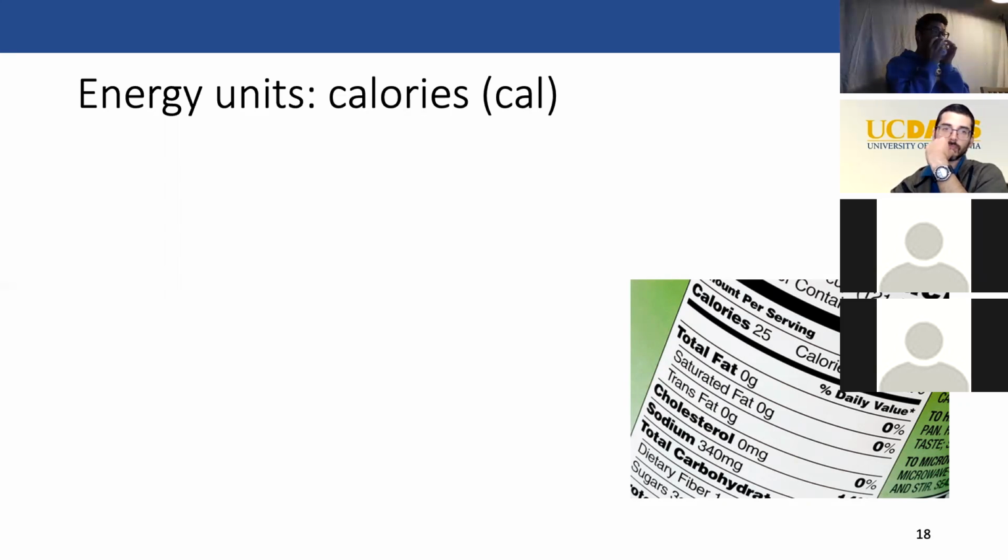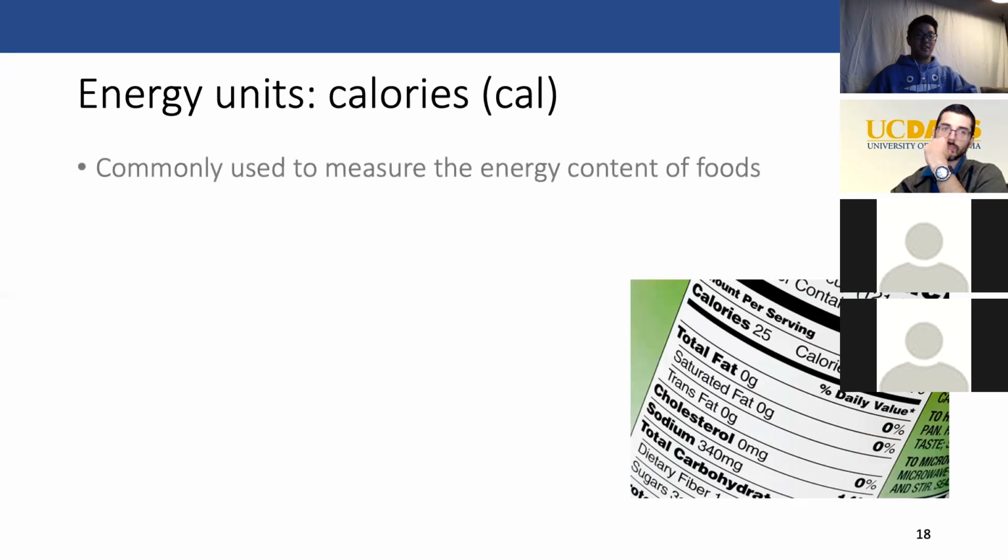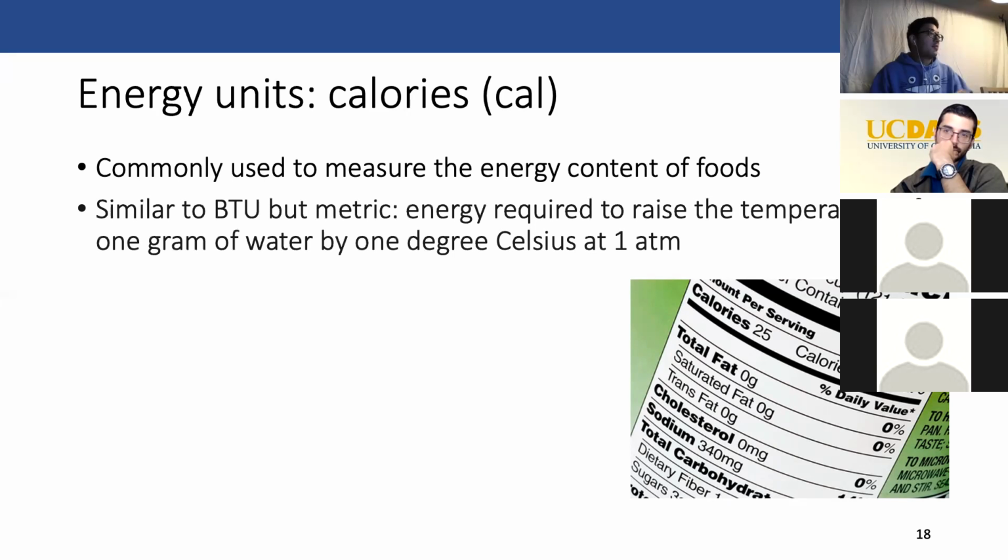moving on. The last energy unit that we'll talk about is calories. I'm sure folks have seen calories before. This is most commonly used to measure energy content of foods. Similar to BTU, but in metric, so that's the energy required to raise the temperature of 1 gram of water by 1 degree Celsius at 1 atmosphere. So if you'll recall, 1 joule raises it by 0.24 degrees Celsius. And so 1 calorie is just over 4 joules.